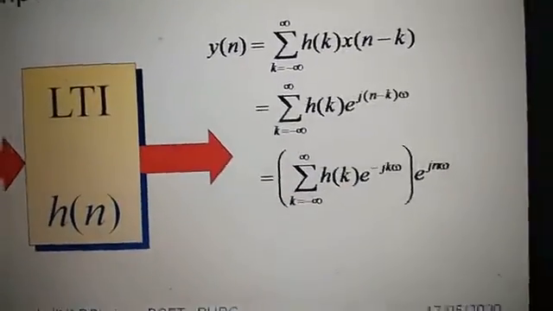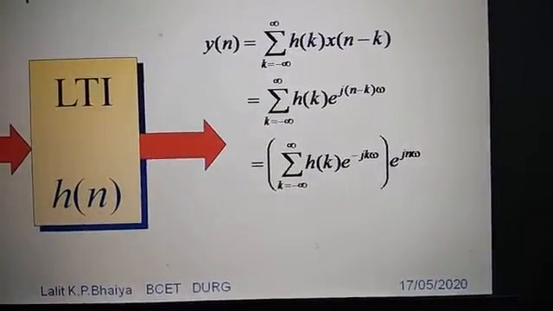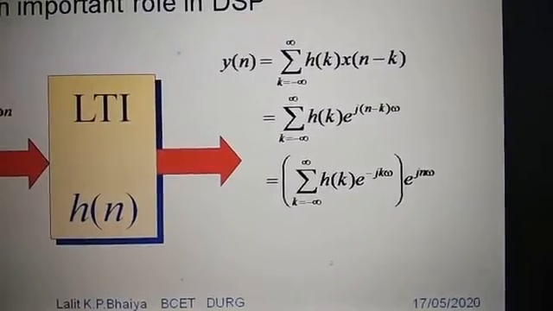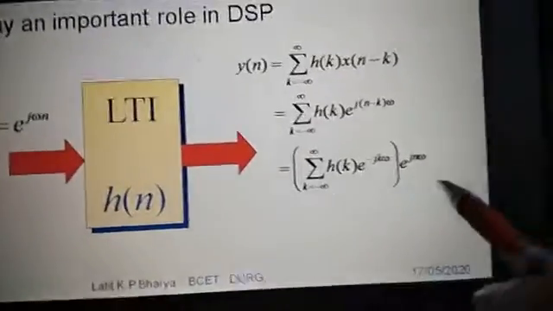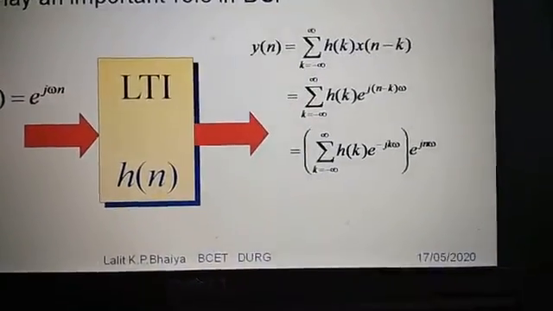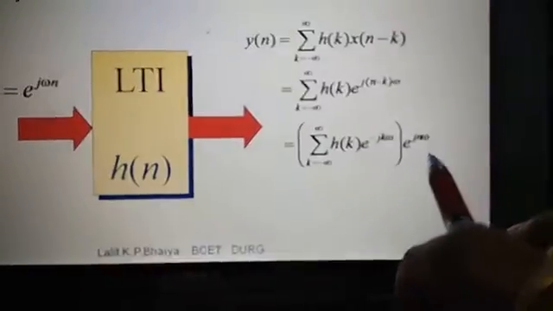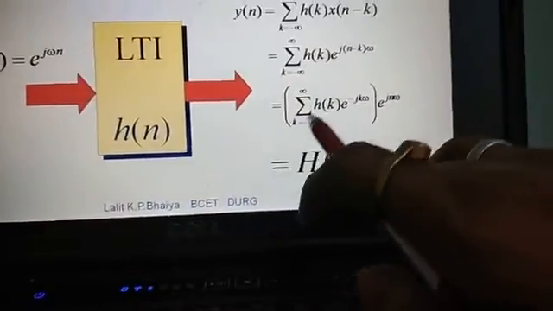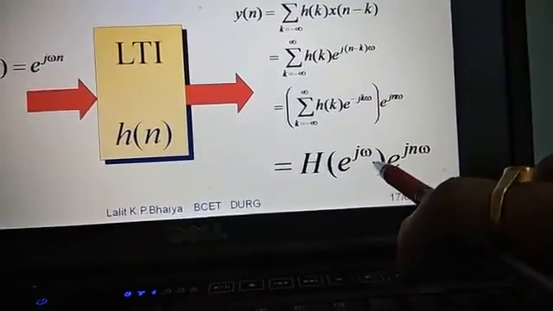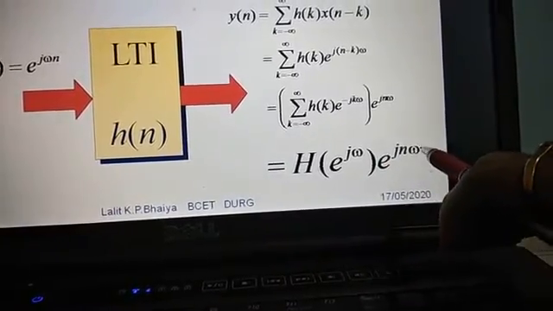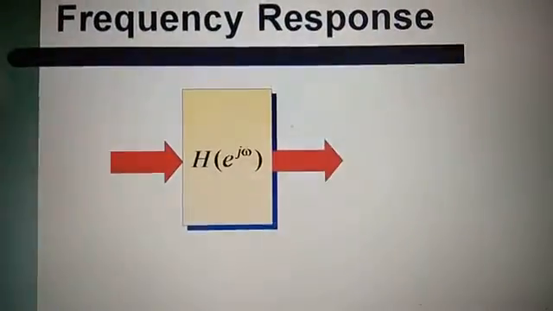This is modified. You can see here summation k equal to minus infinity to infinity h of k e to the power minus j k omega, into e to the power j n omega. Separate it and you will form this bracket shown here, which becomes H of e to the power j omega as per the definition, and this becomes e to the power j n omega. So this can be separated and you can get the frequency response.